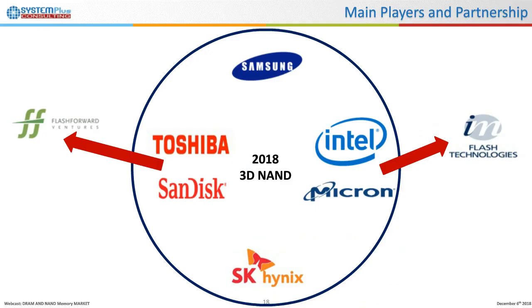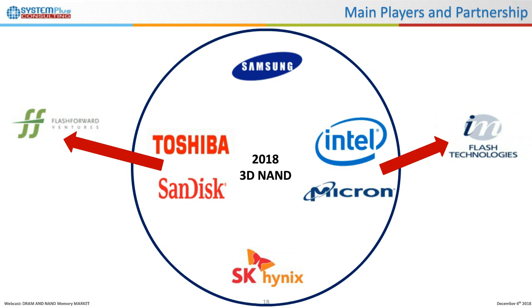To begin with, I would like to present the main manufacturers in the 3D NAND memory industry, starting with Samsung, which actually has the highest output. And we also have, at the same time, Toshiba and SanDisk. And SK Hynix is also one of the major manufacturers. Intel and Micron are also key players in the NAND industry.